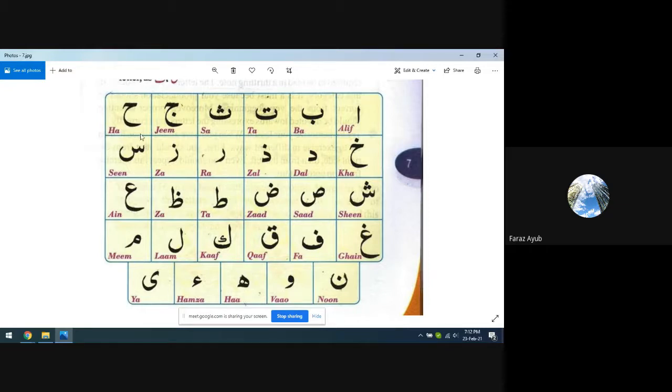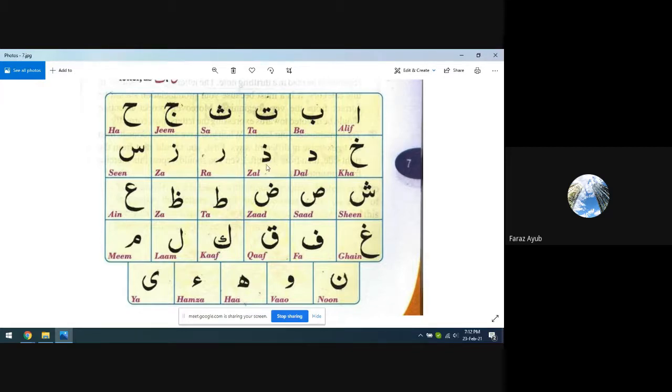Okay. The next thing, this letter is ha. Most of the people say it ha, because in Urdu, when we read the Urdu qaida, they would say halwai wala ha. So this is not ha, this is ha. Ha is this letter.